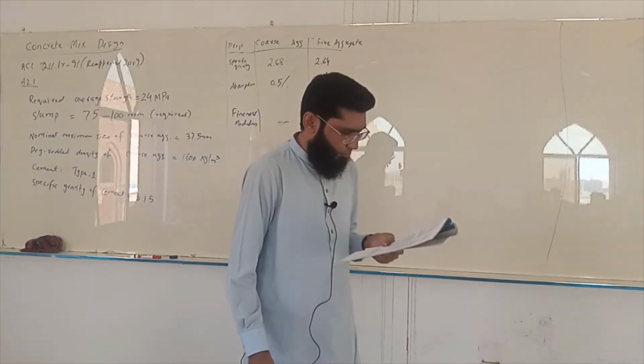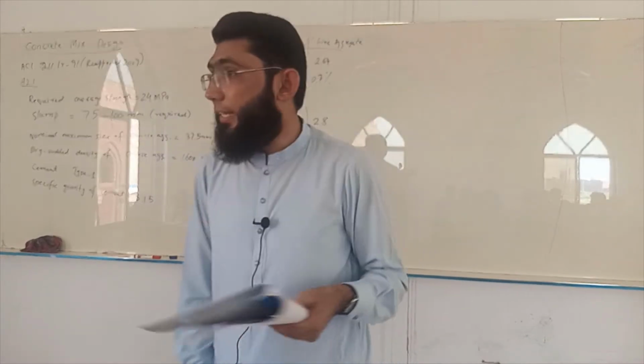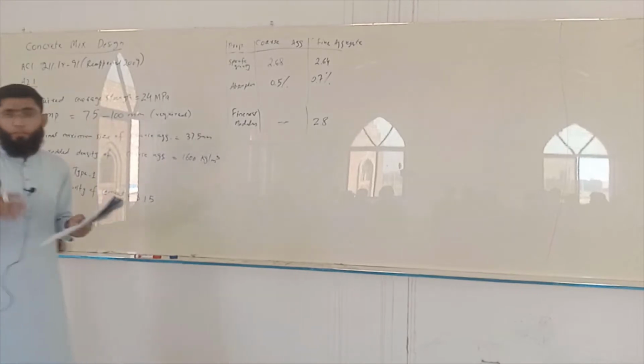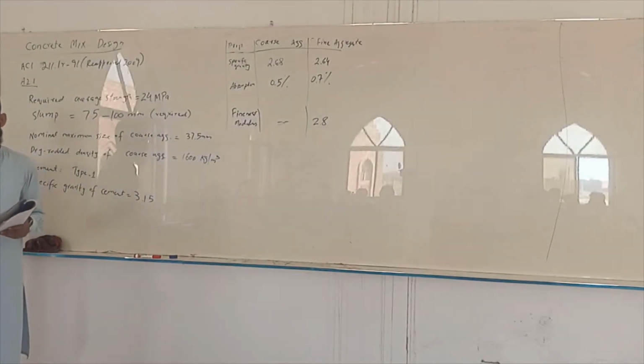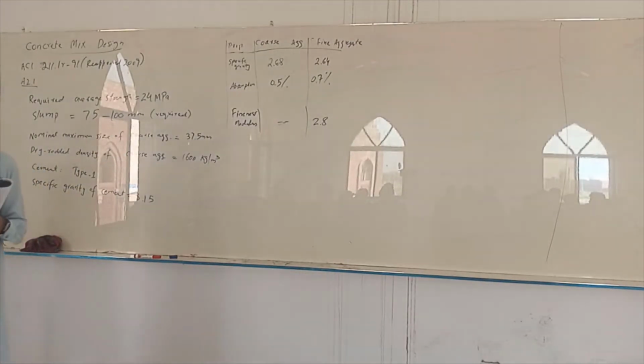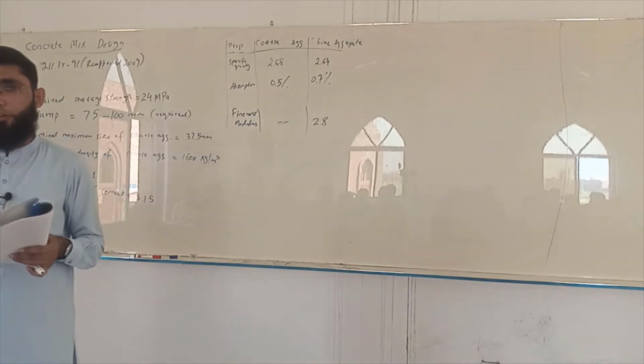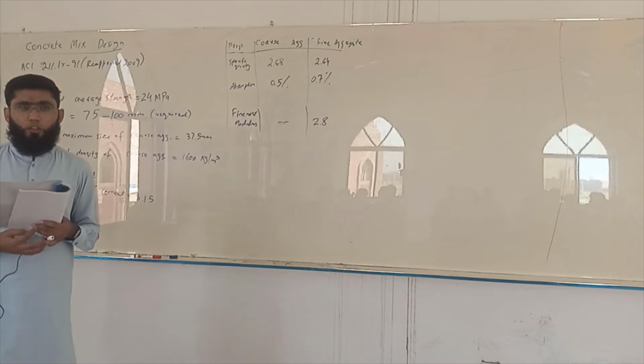So what does the mix design actually mean? At the end of the mix design, we are going to have the proportions in which we need to mix these ingredients: cement, sand, coarse aggregate, and water. So for these four ingredients, we're going to find their proportions.